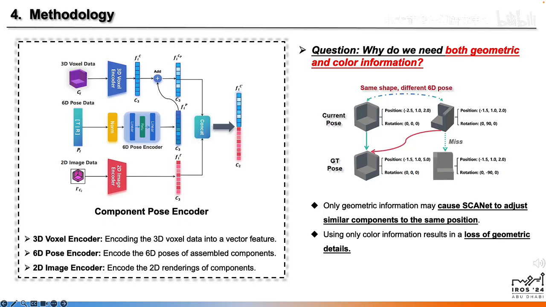Combining both geometric and color information is crucial, because encoding only geometric data leads ScanIt to correct components with identical shapes to the same pose, while encoding only color lacks geometric context, reducing performance.